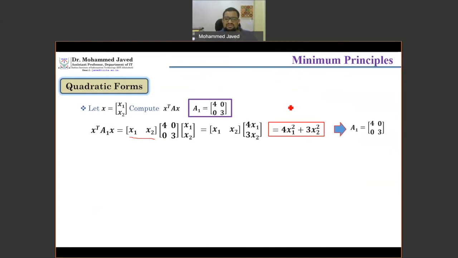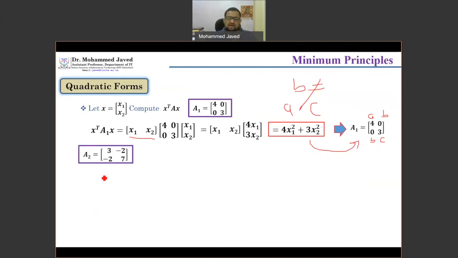Here you see that there is an a term and a c term, but there is no b term. A is 4, so 4 goes here. C is 3, so 3 goes here, but b is 0. So I got the quadratic equation and I got the respective matrix A.